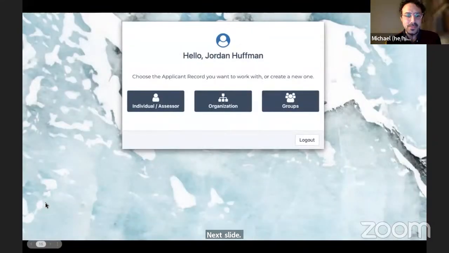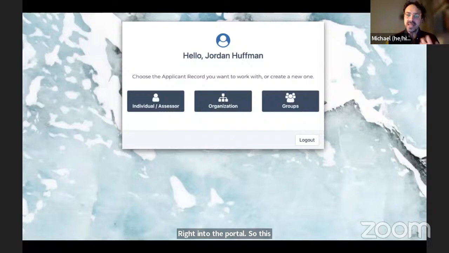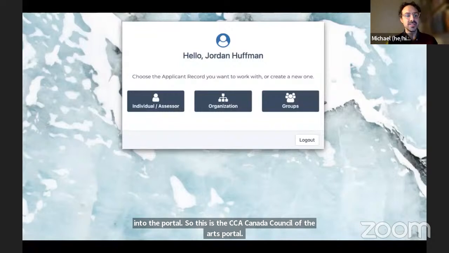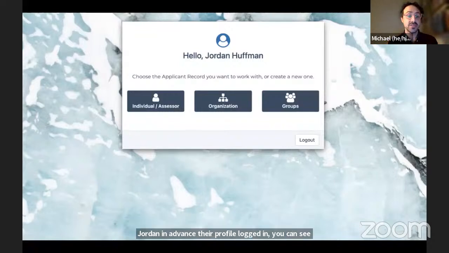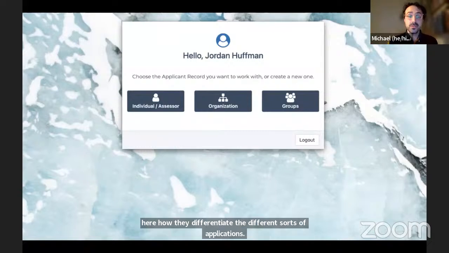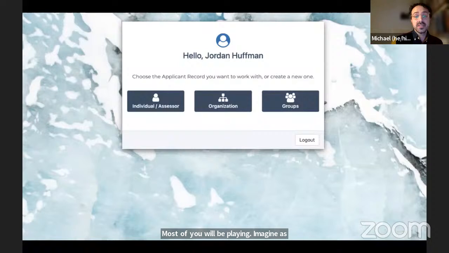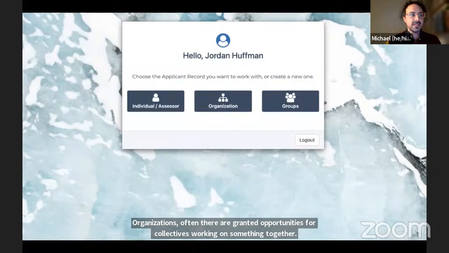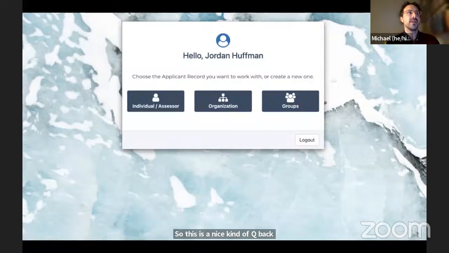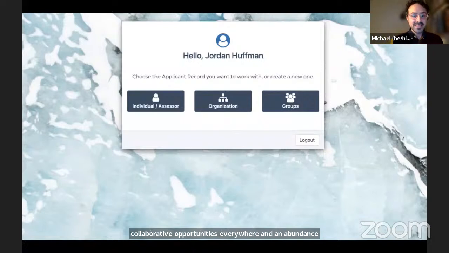All right, enter the portal. So this is the CCA, Canada Council for the Arts portal. Jordan in advance made a profile, logged in. You can see here how they differentiate the different sorts of applications. Most of you will be applying, I imagine, as individual artists, but maybe as groups, and then some as organizations. Often there are grant opportunities for collectives working on something together. So this is a nice cue back to thinking about grant writing through the lens of abundance, that there are collaborative opportunities everywhere, and an abundance of them. Next slide, please.